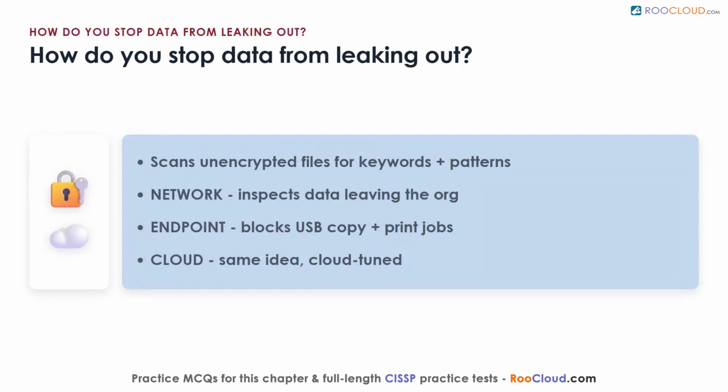How do you stop sensitive data from leaking out? You deploy data loss prevention, a tool that watches for information trying to escape. It scans unencrypted files for keywords and telltale patterns, like the shape of a national identity number.